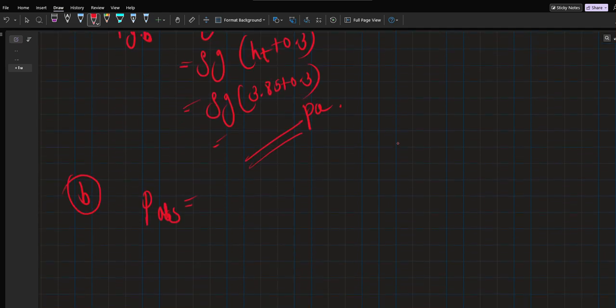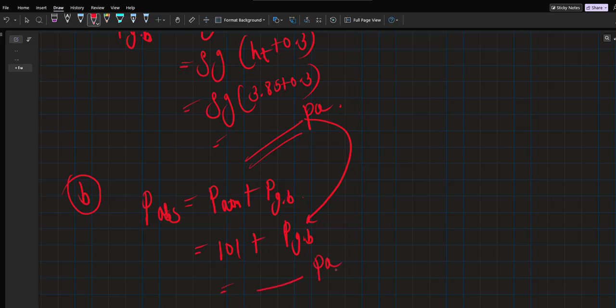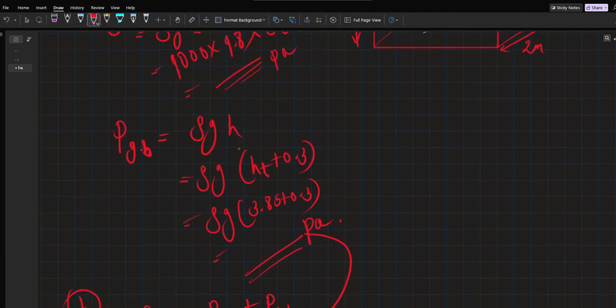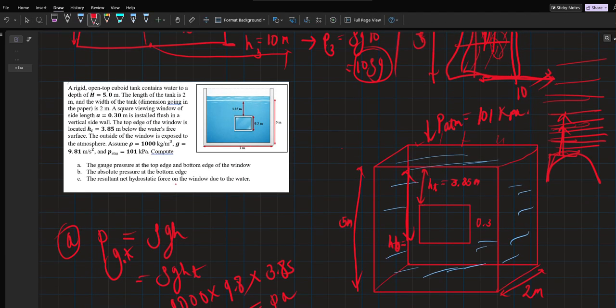So the absolute pressure will be the atmosphere pressure plus the gauge pressure. And we are asked to find the absolute pressure at the bottom. So it will be the atmosphere pressure, 101, plus the gauge pressure. We're going to find whatever value we find from here, and we're going to add these two values, and we'll get the answer again in pascals. I think that, yeah, that is the second question.